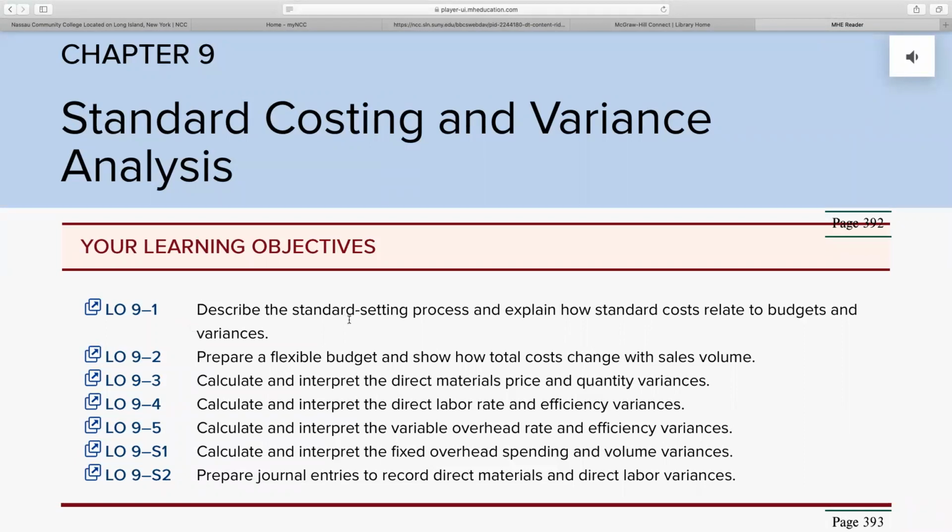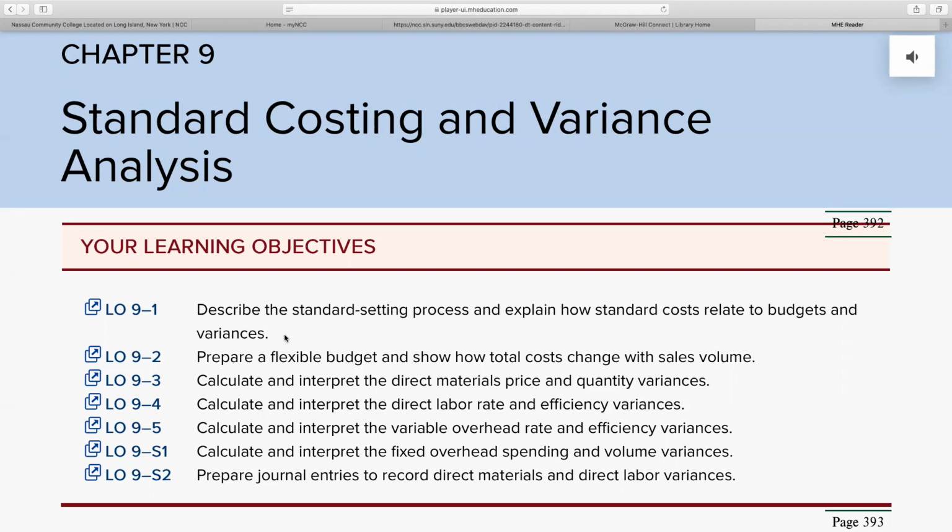Describe the standard setting process and explain how standard costs relate to budgets and variances. When you see the word variance, what they're talking about there is that there's a difference between a budgeted amount and an actual amount. Now, we can look at it two ways. We can look at it in total. We budgeted $10,000 for something, the actual cost came in at $11,000. That's a $1,000 variance. And since we spent more than we thought we would, that variance would be considered unfavorable. If you spend less than you thought you would, that variance is considered favorable. So unfavorable versus favorable.